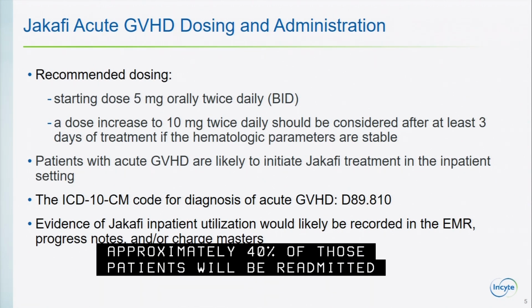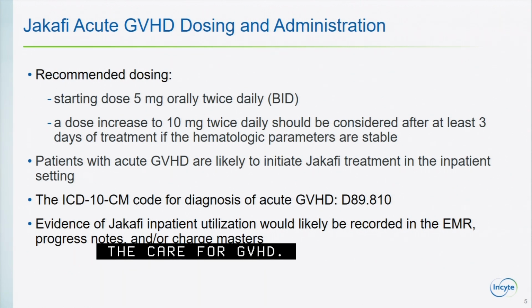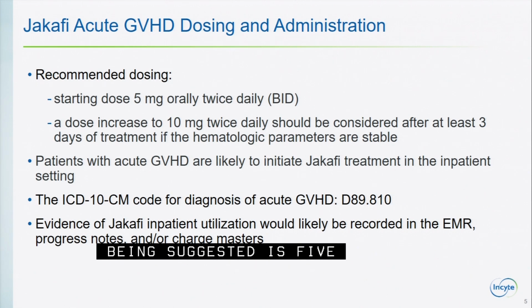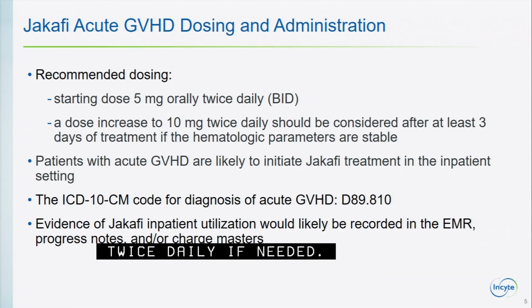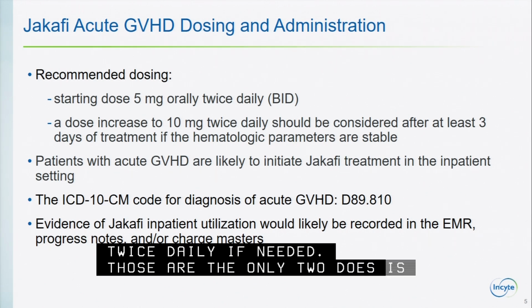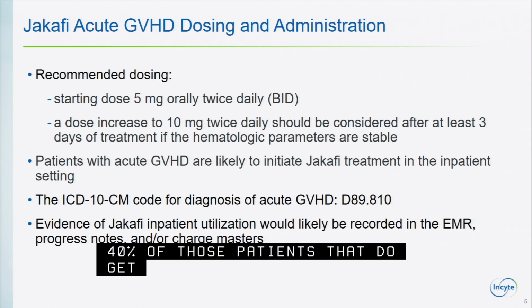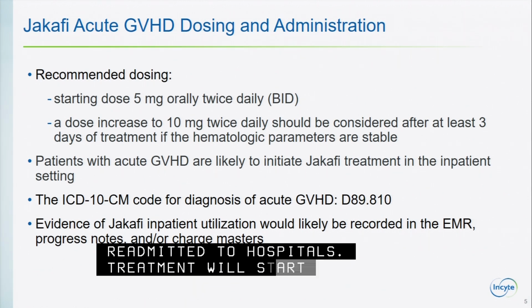The dosing for Jakafi that is being suggested in acute graft-versus-host disease is 5 milligrams twice daily. That can be raised to 10 milligrams twice daily if needed. And those are the only two doses that are being recommended for graft-versus-host disease. As I mentioned, about 40% of those patients that do get steroid refractory disease will be readmitted to the hospital. So even though the treatment may start in the outpatient setting, the inpatient setting would also be significant.